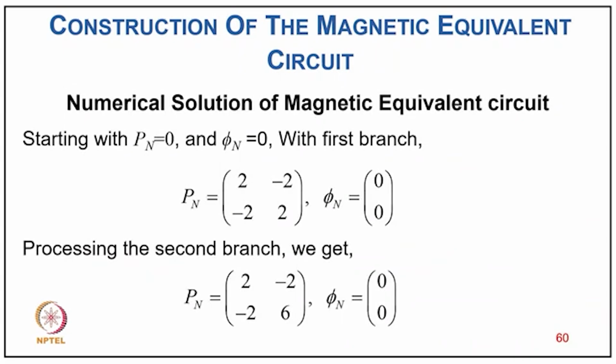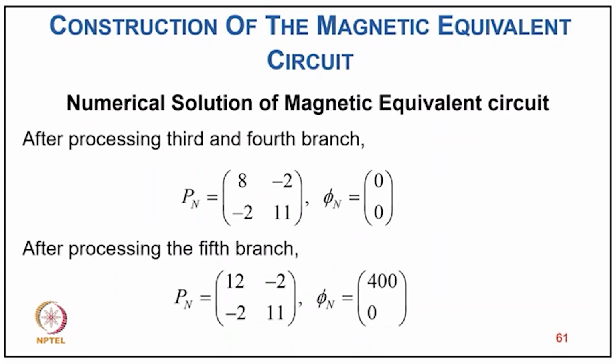So now starting with Pn equal to 0, phi n equal to 0 with the first branch, Pn is 2, minus 2, minus 2, 2, and phi n is 0, 0. Processing the second branch, we get Pn equal to 2, minus 6, minus 2, 6, and phi n 0, 0.